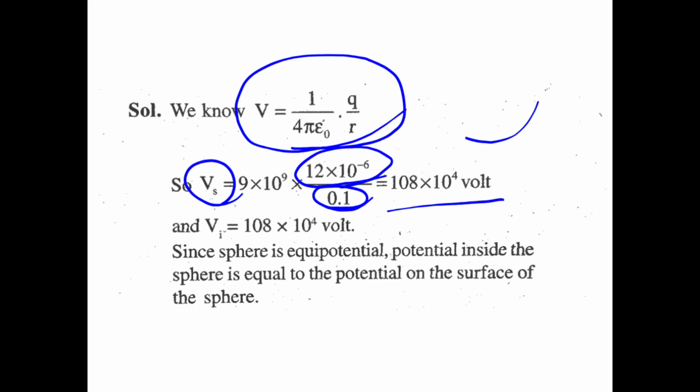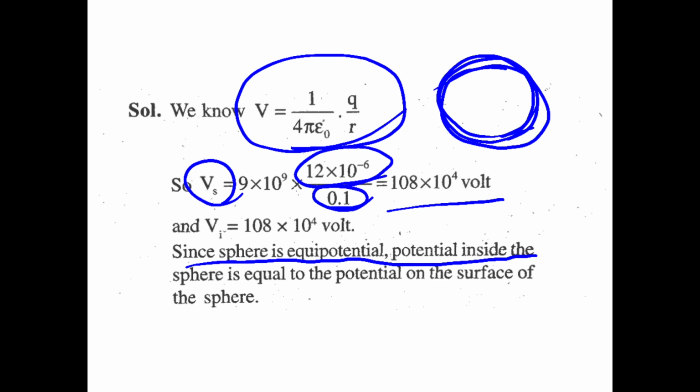We know that a sphere is equipotential. So the potential inside is equal to the potential at the surface. The potential at each and every point of the sphere will be the same.